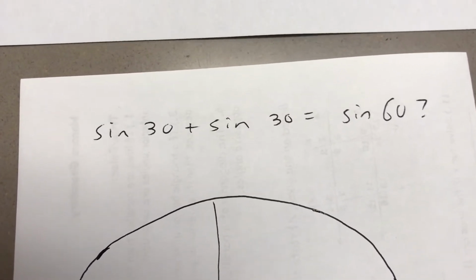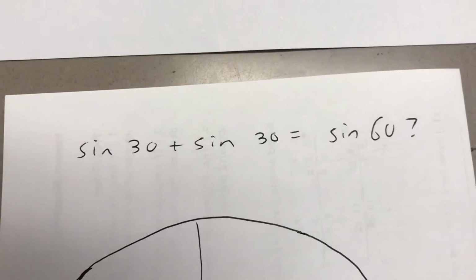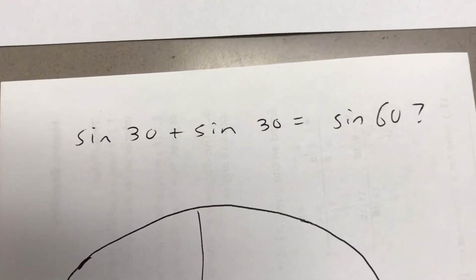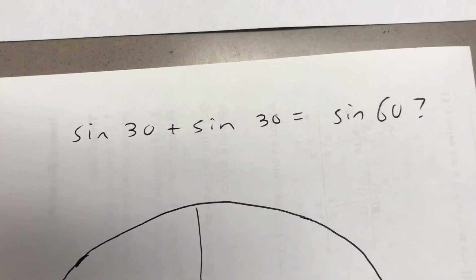I'm going to start out here with a question. And the question is, if I took the sine of 30 and I added the sine of 30, can I just add the two angles together and get the sine of 60?